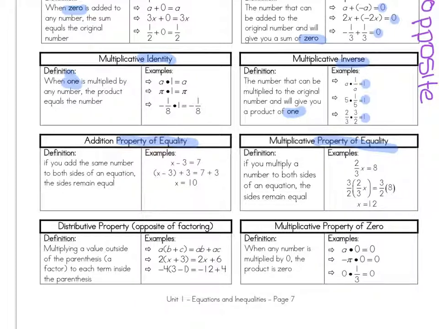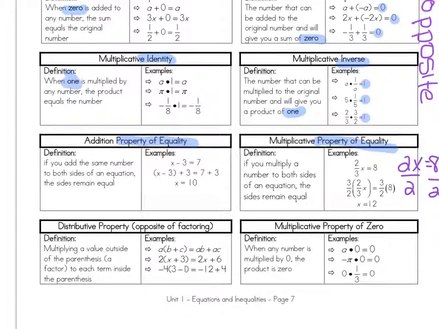Some of you might say, oh, well, what if I just had 2x is equal to 8? So let's write that off to the side. So what if I just had 2x is equal to 8? And you're like, well, I would have just divided both sides by 2. That is also the multiplicative property of equality happening. We're just showing it a different way.